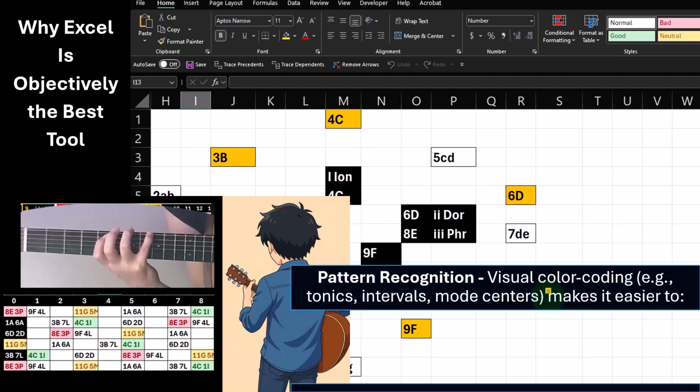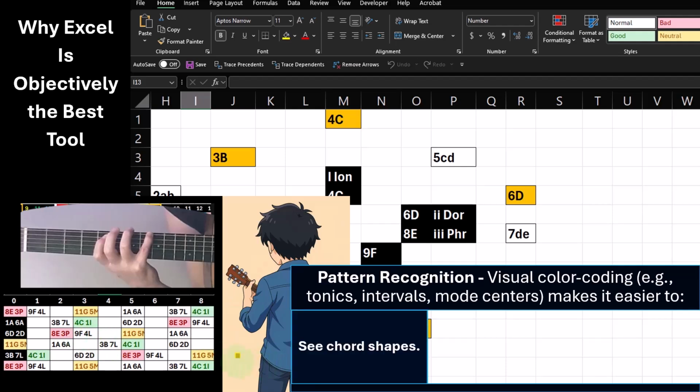So we can also use pattern recognition, visual color coding, so we can have the tonic, the intervals, the modes as we saw before here. It makes it easier to see chord shapes. So if I highlight the 1, 3, 5 as we did here, we can see this would be the 1, 3, 5. That would be one way that we can play the chord.